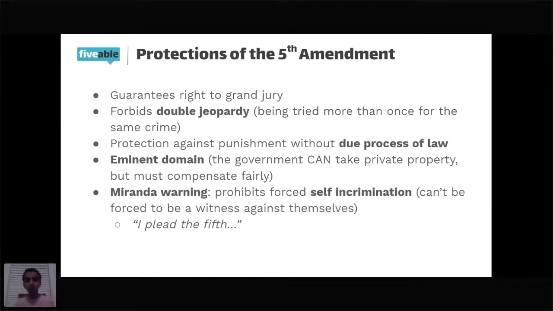So that's where you hear the phrase, I plead the 5th. When people say I plead the 5th, that refers to this portion of the 5th Amendment where you can't self-incriminate. So you can't be forced to give evidence that goes against yourself.